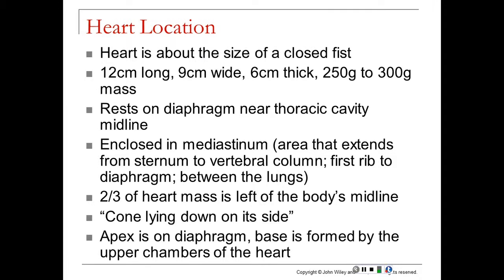It's enclosed within that mediastinum, the area between the two lungs. About 2/3 of the mass of the heart is on the left side of the body. So it's kind of like a cone that's laying on its side in the way it is orientated. The apex, or that tip of that cone, is right on top of the diaphragm. The base is actually forming the upper chambers of the heart. So as I said, it's kind of an upside down or sideways cone, whereas the tip is at the bottom and the broad base is more superior.